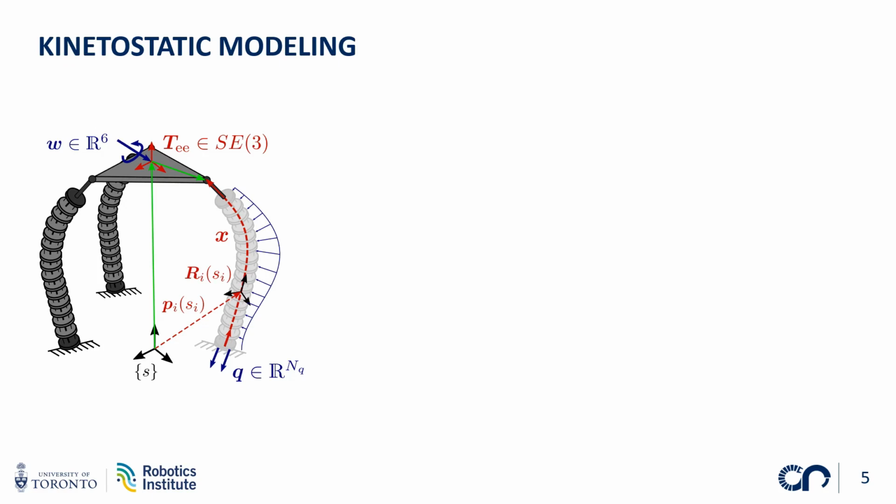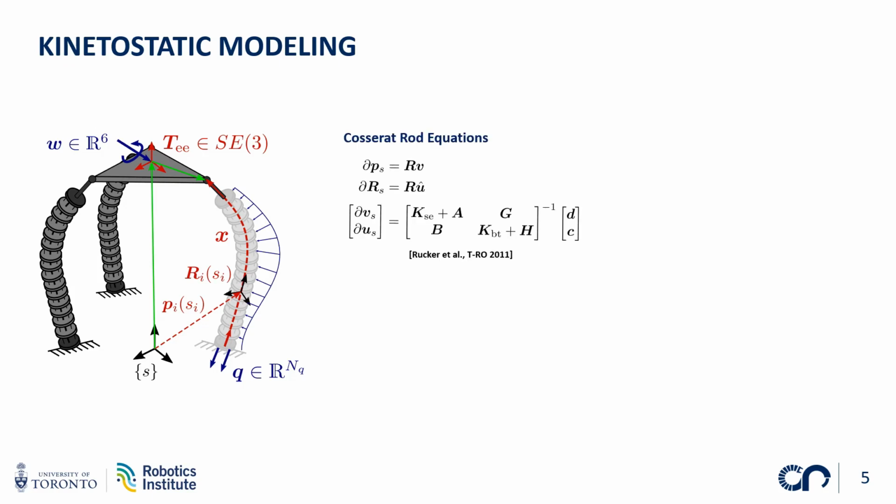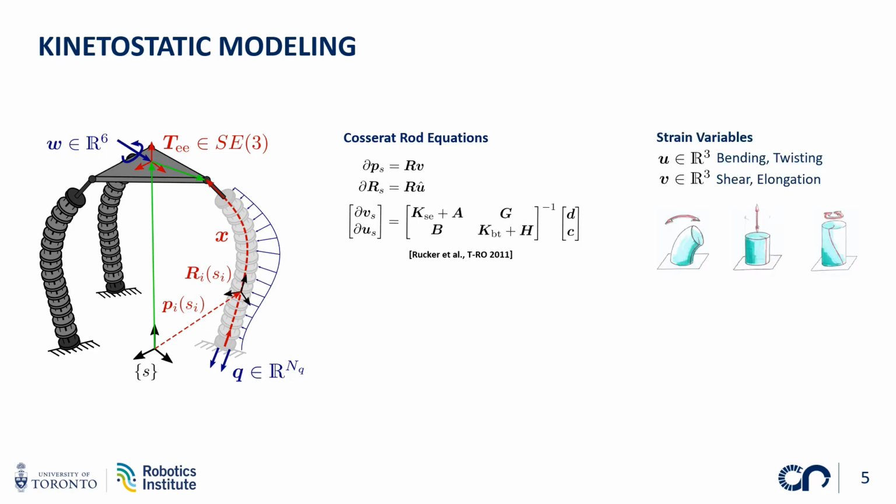The shape of each individual tendon-driven robot is described and modeled using Cosserat rod theory. The resulting modeling equations for each manipulator consist of a set of differential equations that describe its state along its length. This state consists of the position and orientation of the robot center line and its strain variables, describing its local deformation with respect to bending, torsion, shear, and elongation.